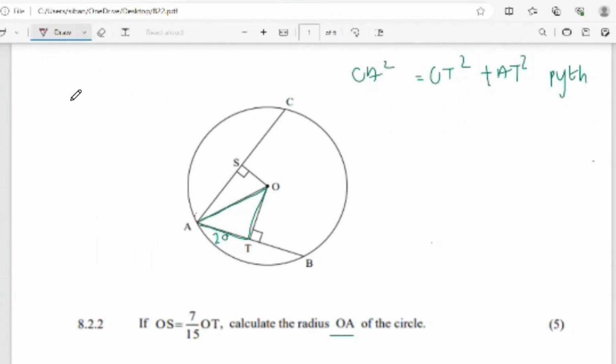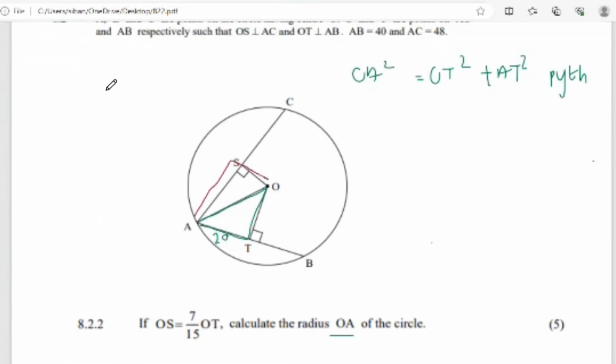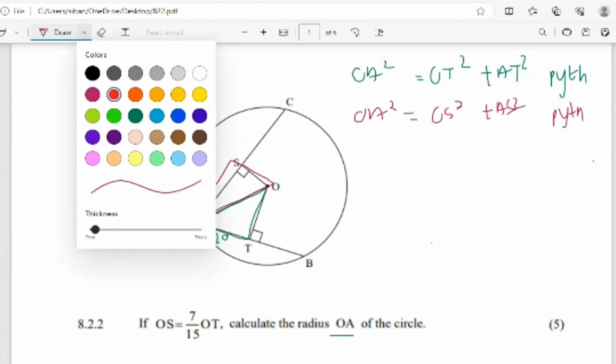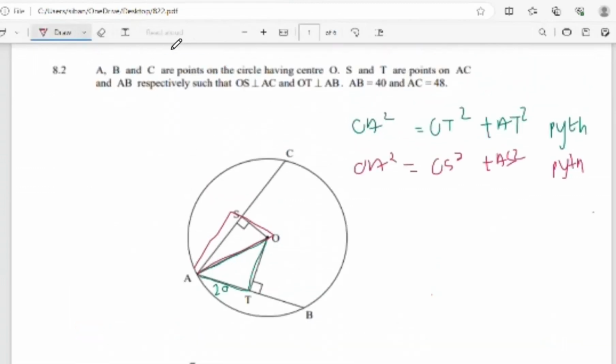Let's work in this triangle, triangle ASO. So we can say OA squared equals OS squared plus AS squared, and our reason will be Pythagoras. Remember, we have been told that AC is 48, and we know OS is perpendicular to AC, which is a chord. Therefore, OS bisects that chord.